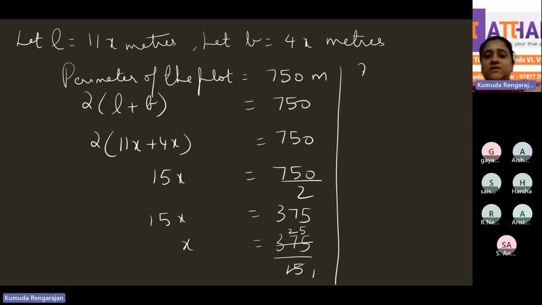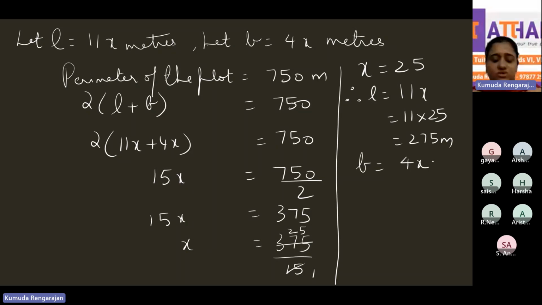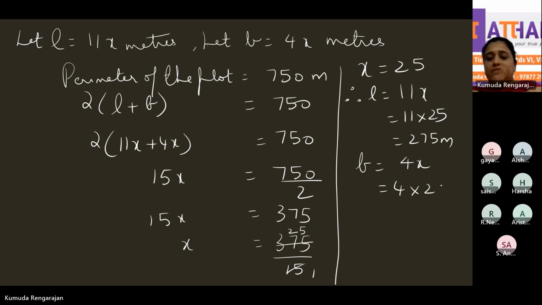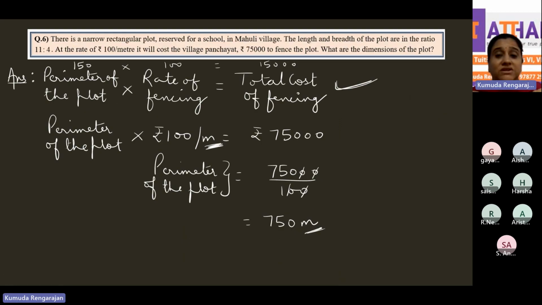X is 25. Therefore, L is equal to 11x or 11 into 25, which is 275 meters. And B is equal to 4x, which is 4 into 25, 100 meters. Wasn't that easy to understand, children? Please read the question, understand the information given, and ask me if you don't understand anywhere. Yeah, write down, children.